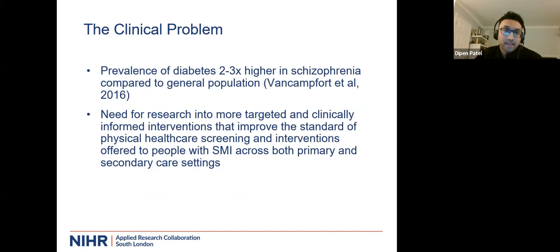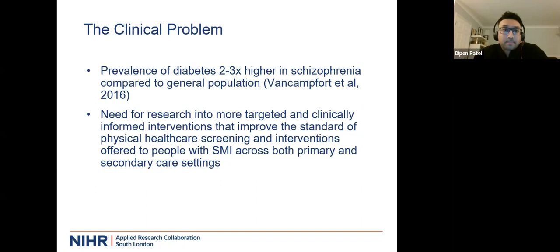And as I said, there has been a need for some time for research into more targeted and clinically informed interventions, such as applied informatics, to try and improve the standard of physical healthcare screening and interventions offered to this cohort of patients, both in the primary as well as secondary care setting. So that's the clinical problem in a nutshell.